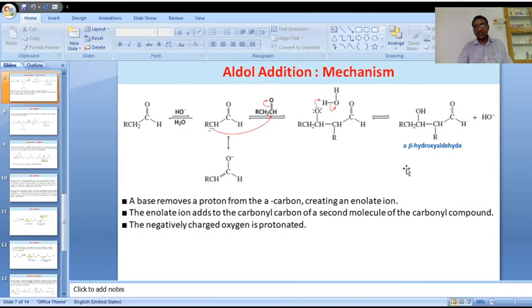The name of the compound is alpha beta hydroxyaldehyde. On the alpha carbon there is an aldehydic functional group, and on the beta carbon there is a hydroxy functional group. It is called alpha beta hydroxyaldehyde. Okay, is it clear? This is about the aldol addition reaction mechanism.